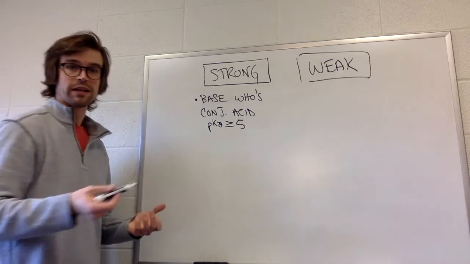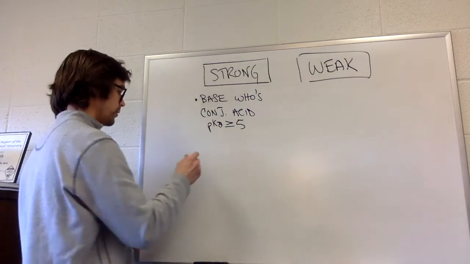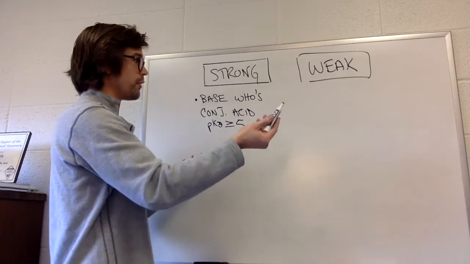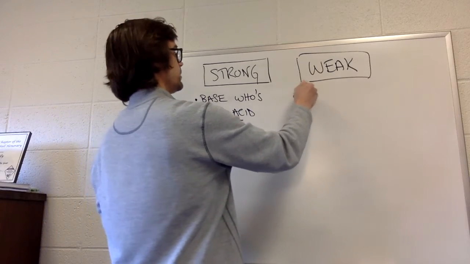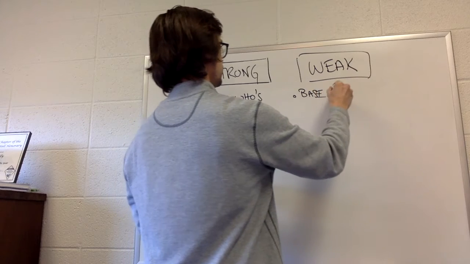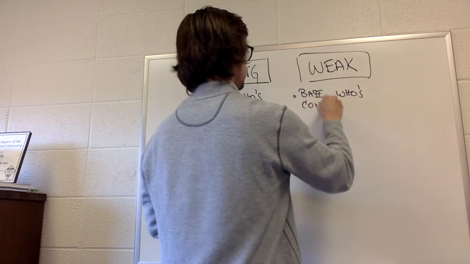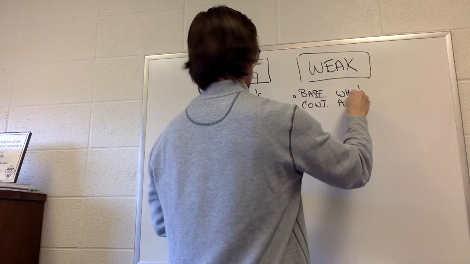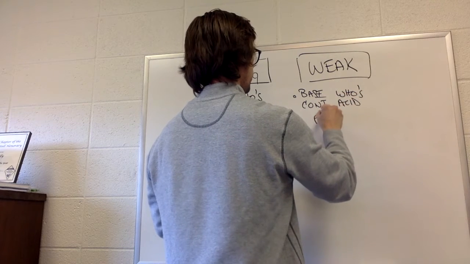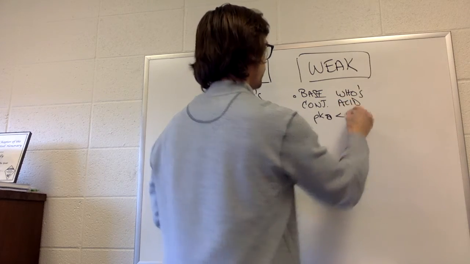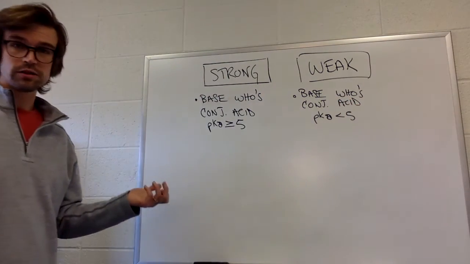So what does that mean? Let's look at some nucleophiles. So actually, let's talk about weak. So weak is just that cut off the other way, right? It's a base whose conjugate acid has a pKa less than 5. Okay, so now let's look at some examples.